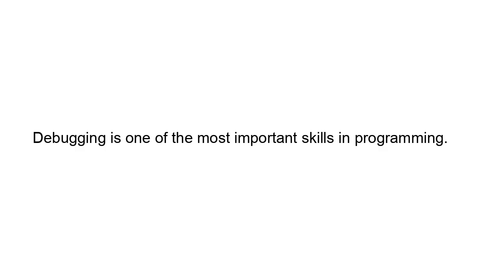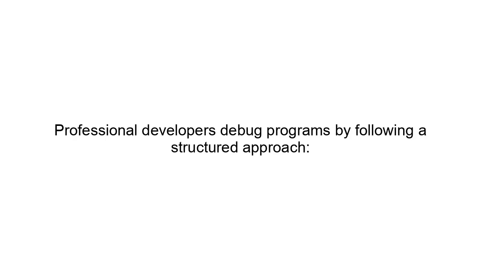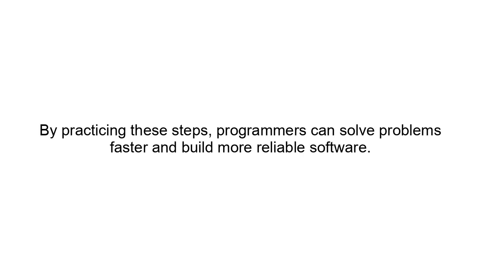Final summary. Debugging is one of the most important skills in programming. Professional developers debug programs by following a structured approach. Reproduce the problem. Read the error message. Inspect the code. Test smaller parts of the program. Use debugging tools. Fix the bug and test again. By practicing these steps, programmers can solve problems faster and build more reliable software.